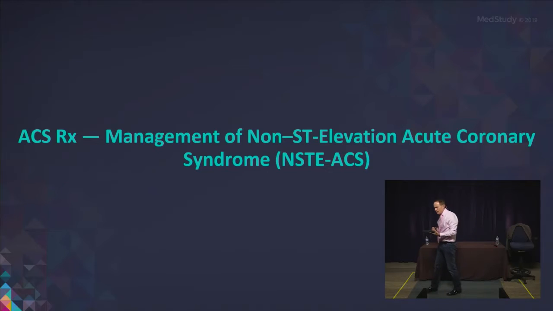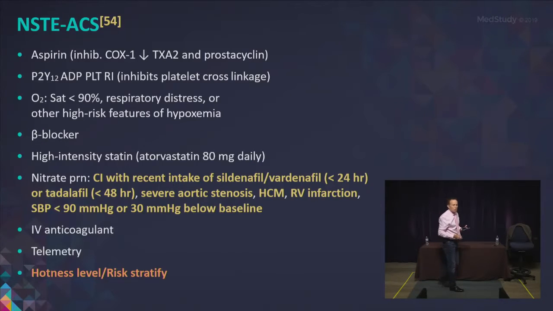Now let's talk about how we manage acute coronary syndromes. Let's talk about the non-STs first. So with a non-ST elevation ACS, we get them in, get them the aspirin, the P2Y12 ADP platelet receptor inhibitor. Remember, that's going to stop platelets from joining together. We give them oxygen if needed. We beta block them. We hit them with a high intensity statin, and then nitrate as needed, particularly if they're having chest pain or a lot of dyspnea.